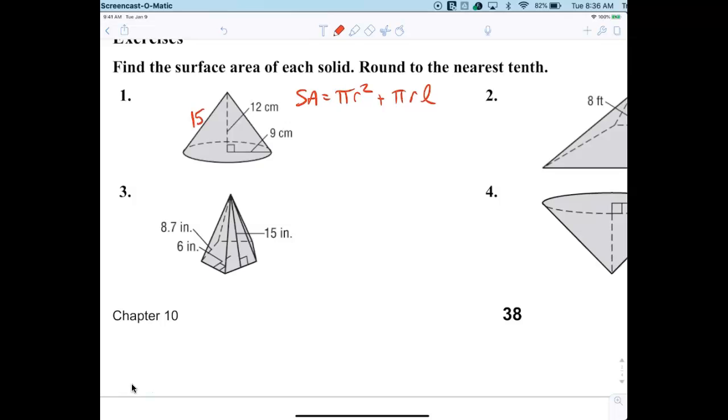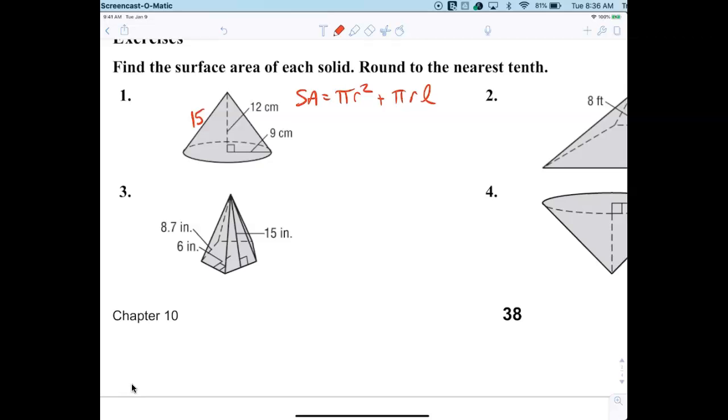15 is the slant height. So that's generally what's going to happen on these. You're going to be missing a side, or missing a part. You've got to use your trig, or you've got to use the Pythagorean theorem to calculate the missing side. Then just plug the numbers in. Now, because we're dealing with pi again, because we're big kids now, we leave it in terms of pi. Are you with me? All right.